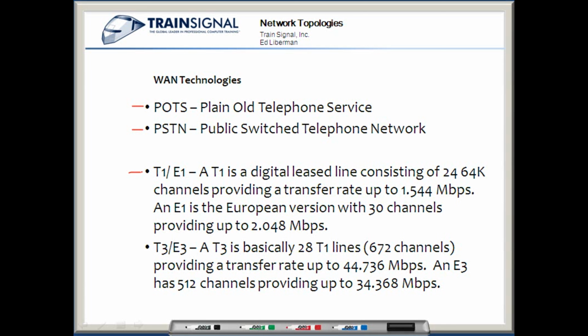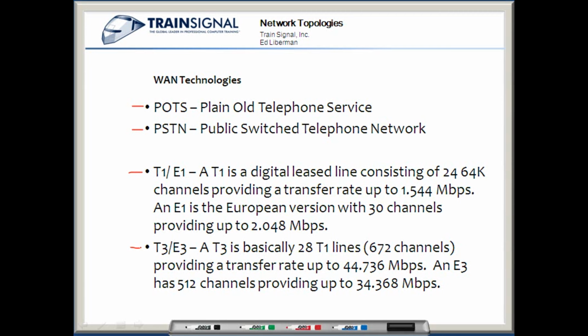Now the E1 is the European version, which actually has 30 channels instead of 24, providing a little bit faster speeds up to just over 2 megabits per second. A T3 or an E3 line is the exact same thing in the sense that it's a digital leased line, but a T3 is basically 28 T1 lines or 672 channels as opposed to 24 channels, providing a transfer rate up to over 44 megabits per second. And an E3 again is the European version, which has 512 channels, providing a little over 34 megabits per second.